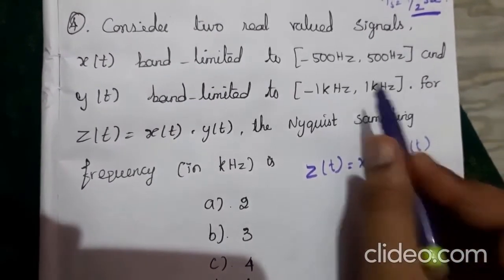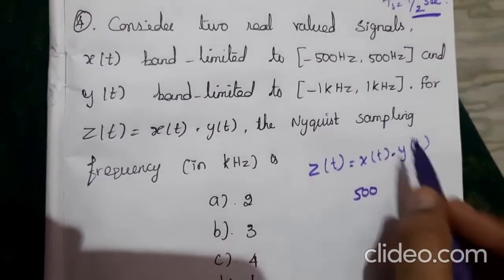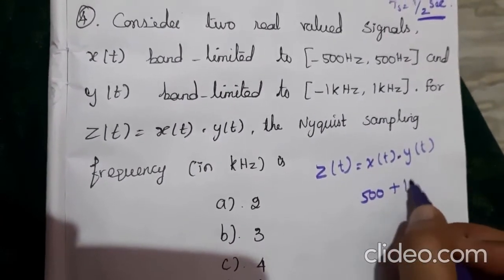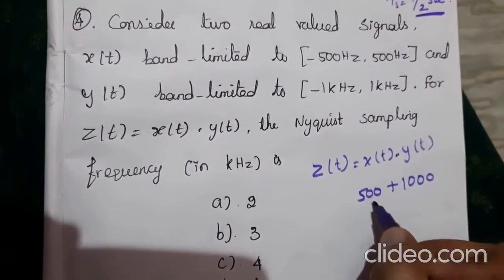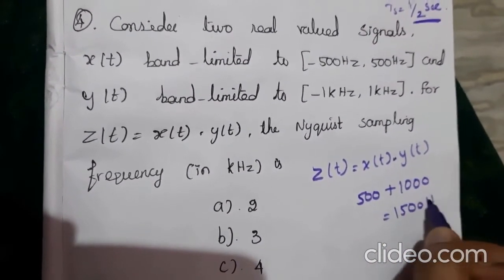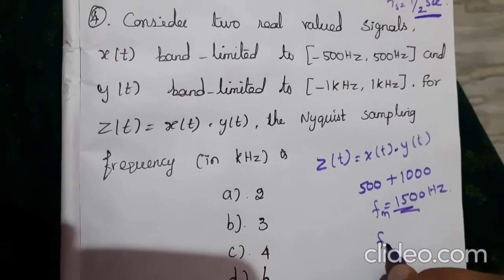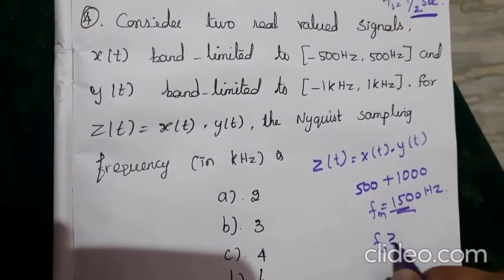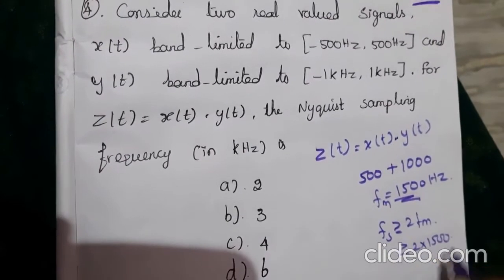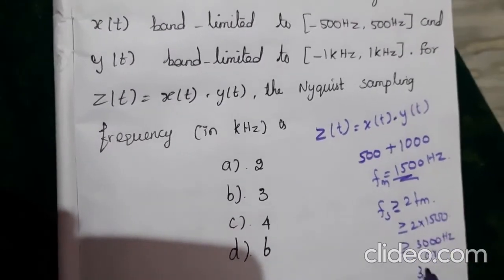So the frequency of x of t is 500 Hz, y of t is 1 kilohertz, that is 1000 Hz. 500 Hz plus 1000 Hz, we will get 1500 Hz. So this is the maximum frequency, and from that we can find the sampling frequency greater than or equal to 2 Fm. So that is equal to 2 into 1500, that is equal to 3000 Hz or 3 kilohertz.